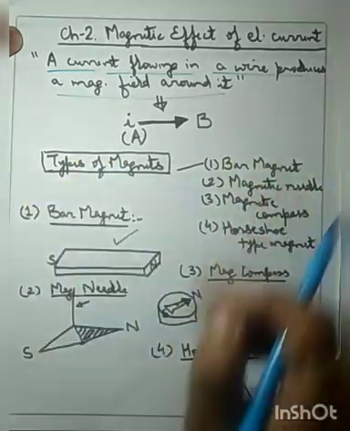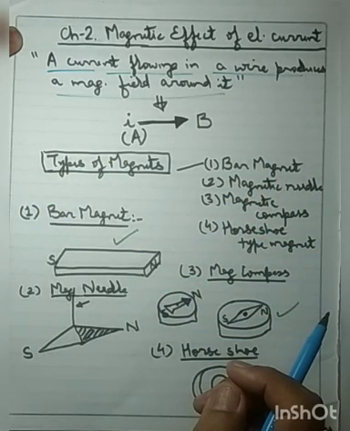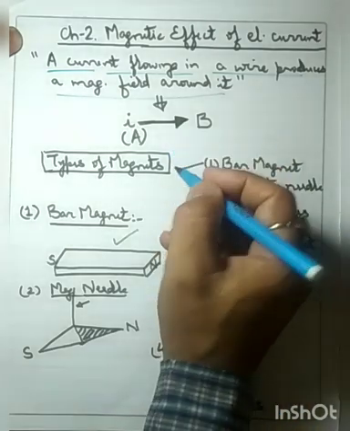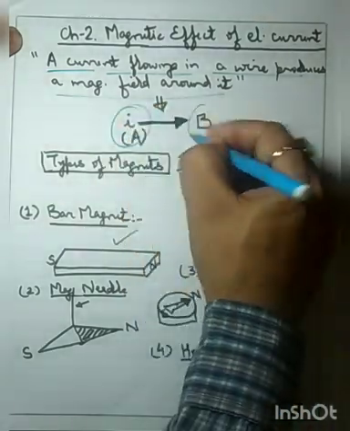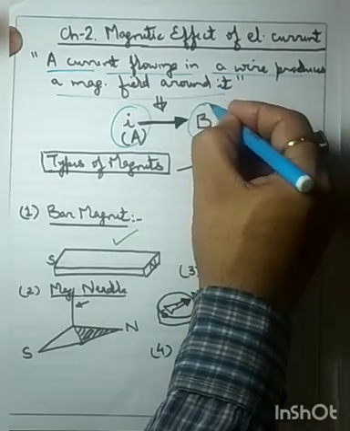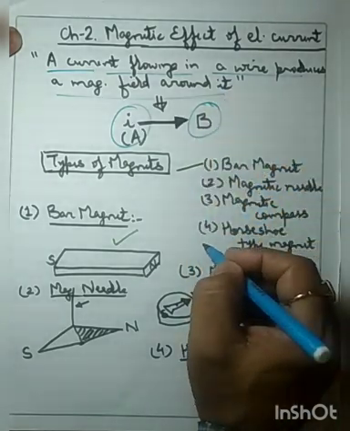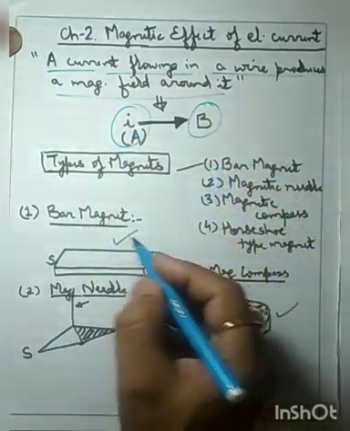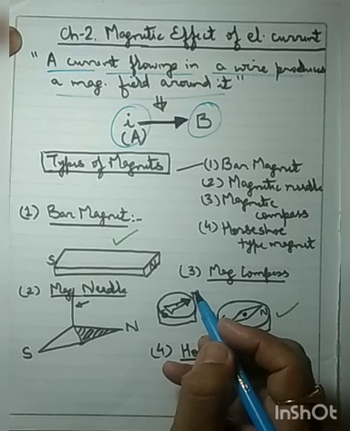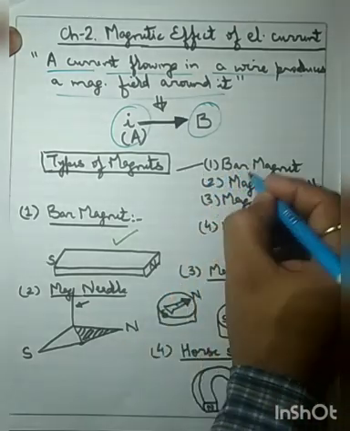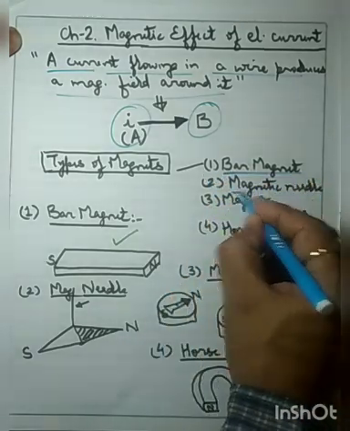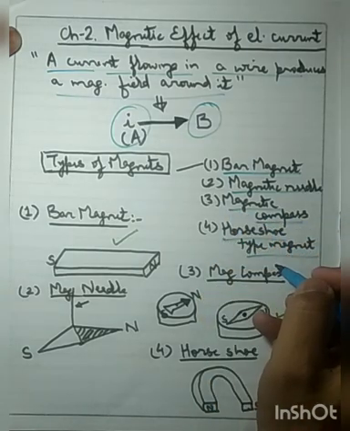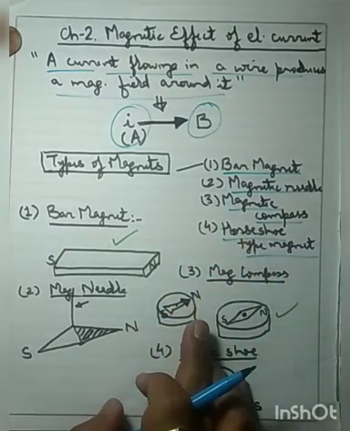Means if the current is flowing in a wire, then it is definite that a magnetic field is produced around that wire, and we can say that the current produces magnetic field. If we represent magnetic field intensity as capital B, then we can represent it in this form, that I produces B. So there are 4 types of artificial magnets. First one is bar magnet, second is magnetic needle, third is magnetic compass, and fourth is horseshoe type magnet. So we must understand these 4 types of magnets.